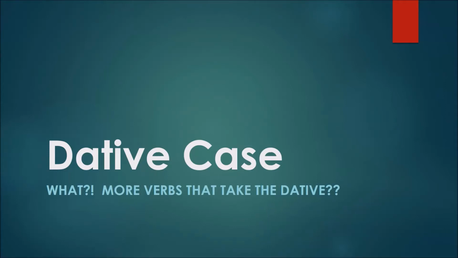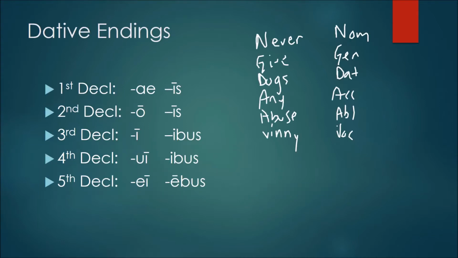Salvete discipuli. Today we're going to continue our discussion about the uses of the dative and add to our list of special verbs that take the dative. And as a quick review of the dative endings before we add on to our list of verbs that require the dative: it is of course the third case, the third noun case, as we go through our list in order of the nominative, genitive, dative, accusative, ablative, and vocative, or never give dogs any abuse, Vinny.